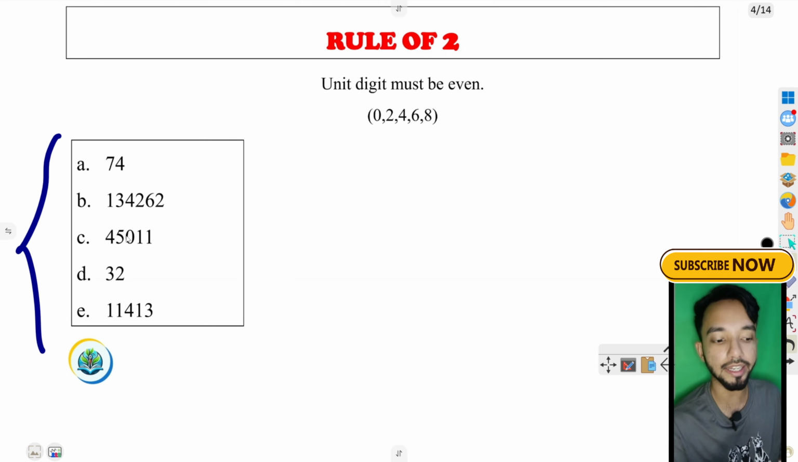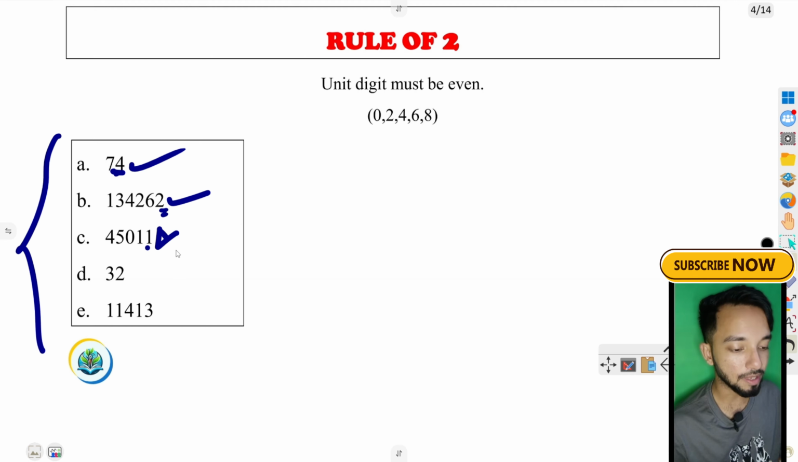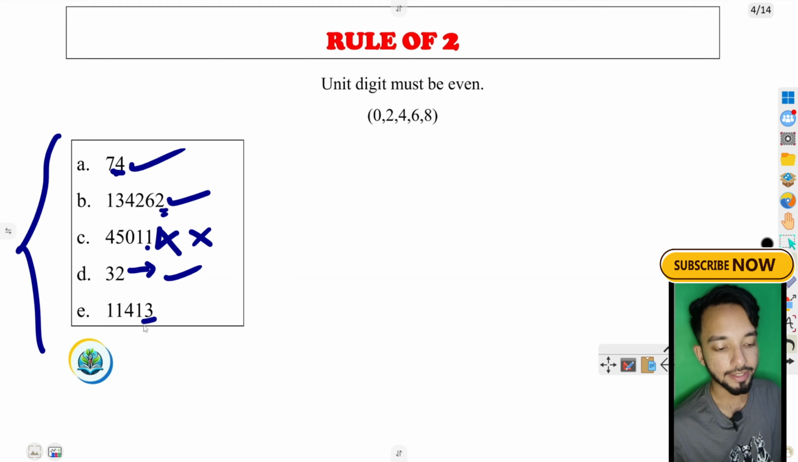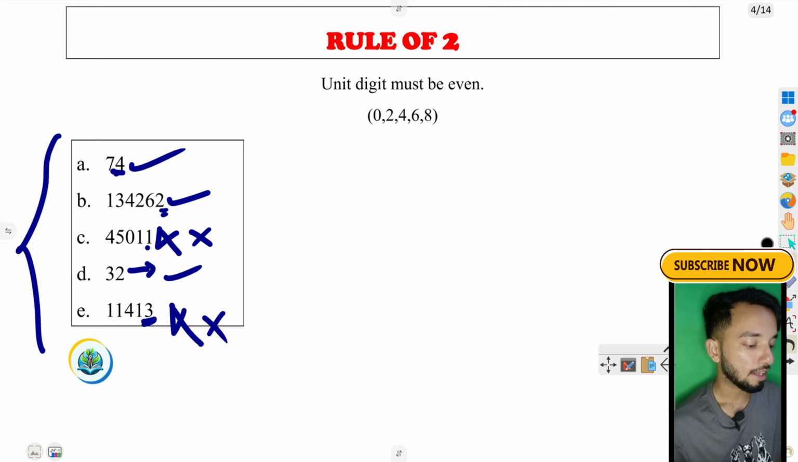If it's clear, let us try to solve these questions. We need to check whether these numbers are divisible by 2 or not. Here in the unit place, we have 4, which is an even number, so this is definitely divisible by 2. Here in the unit place we have 2, which is an even number, so this is also divisible by 2. Here in the unit place, we have 1, so this will not be divisible by 2. For 32, in the unit place we have 2, which is again divisible by 2. And for the last one, in the unit place we have 3, that's why this number is not divisible by 2. Is this clear? If it's clear, let's check the next rule.